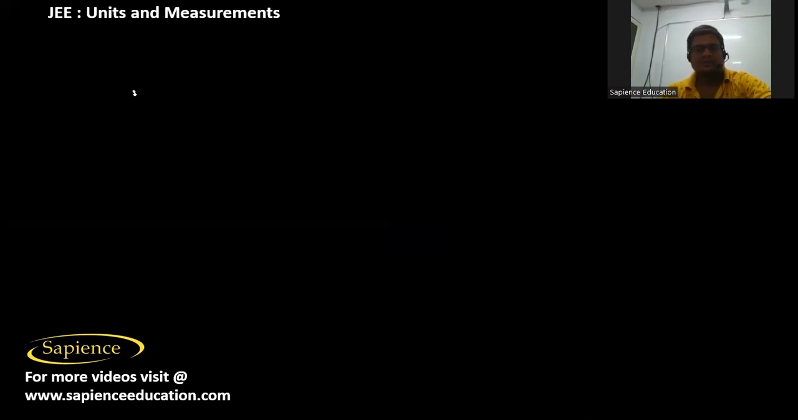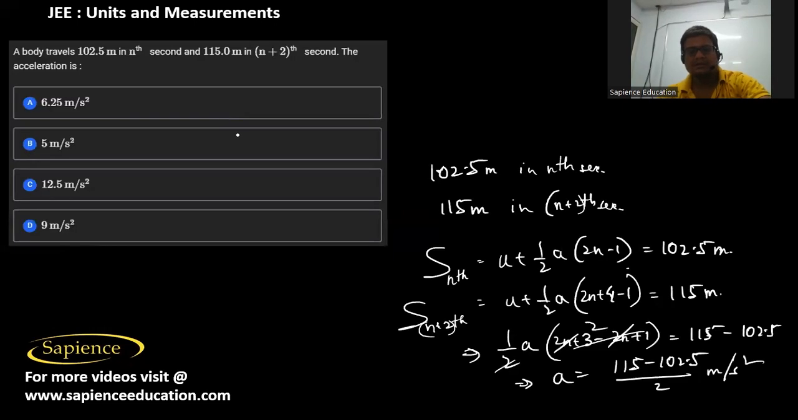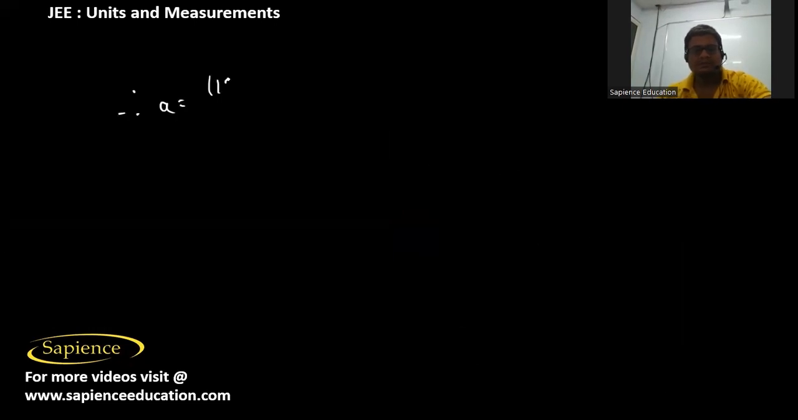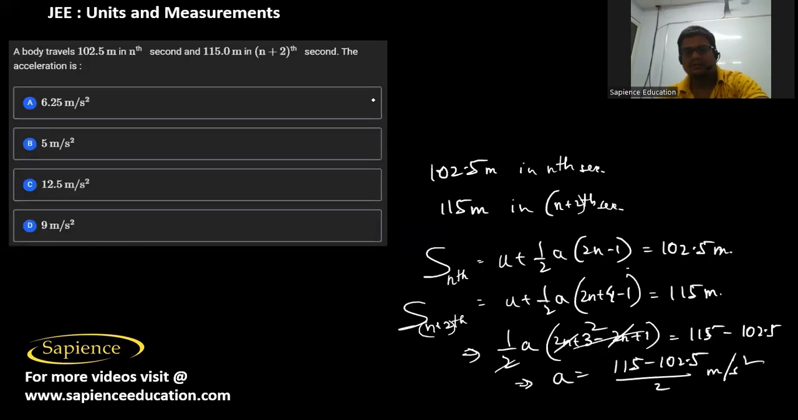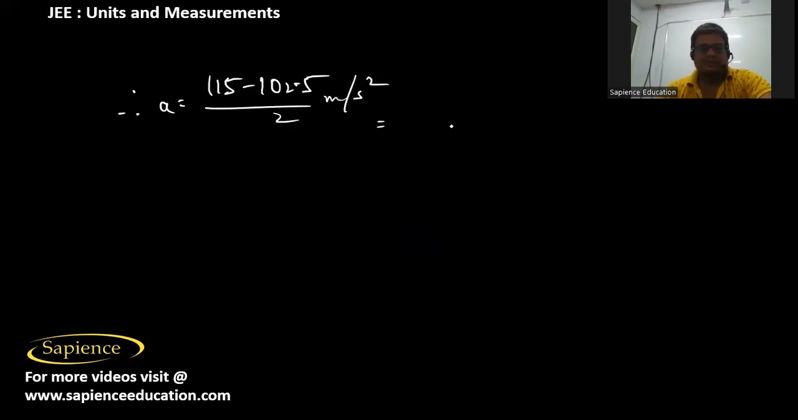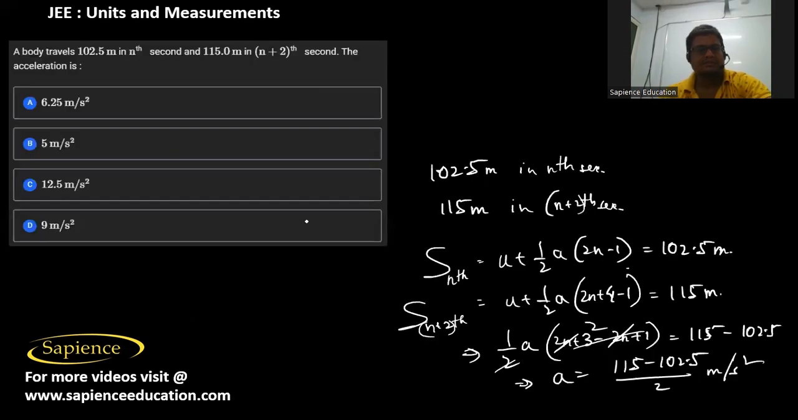So therefore acceleration will be equal to 115 minus 102.5 divided by 2 meter per second square. So that will be equal to 12.5 by 2 meter per second square, which is 6.25 meter per second square. So option A is the correct answer.